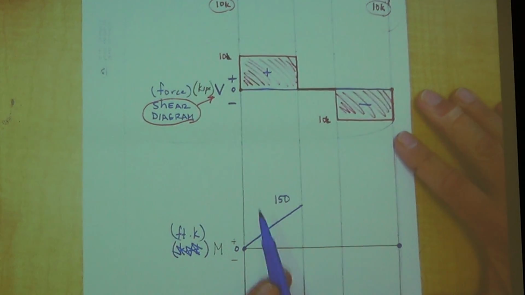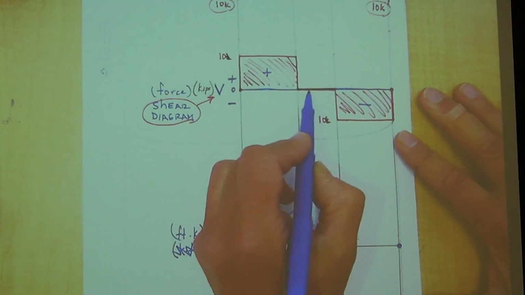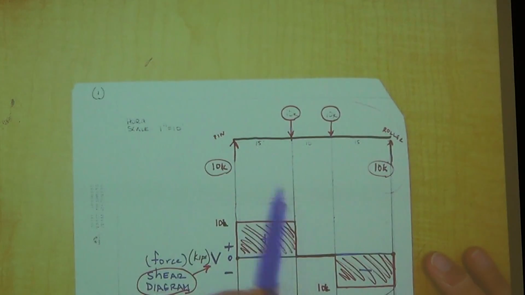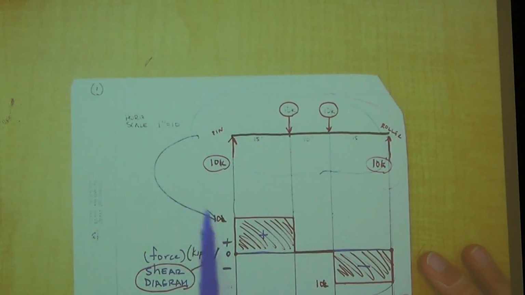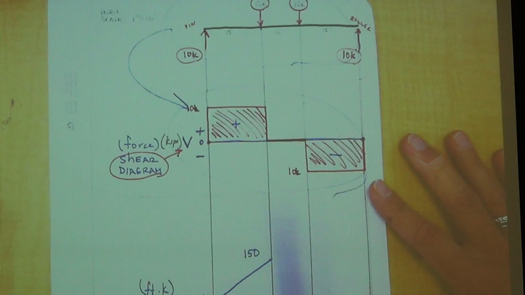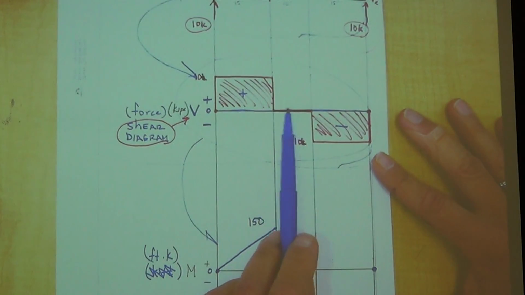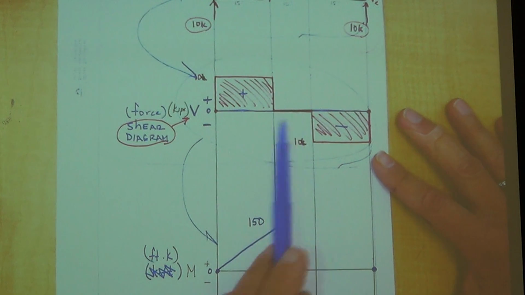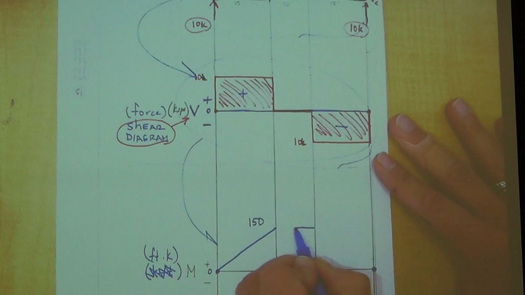Okay, Chelsea, what's happening in the shear diagram? So you guys, in order to find out what was going on in the shear diagram, we looked at the force diagram. Now, in order to find out what's going on in the moment diagram, we only need to look at the shear. What is happening here? Nothing. So what did we do before when there was nothing? Horizontal line.